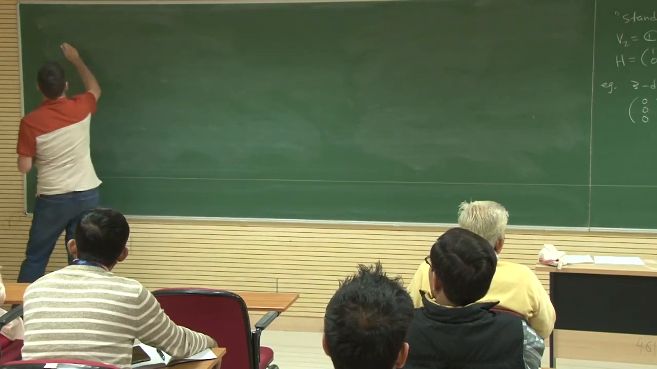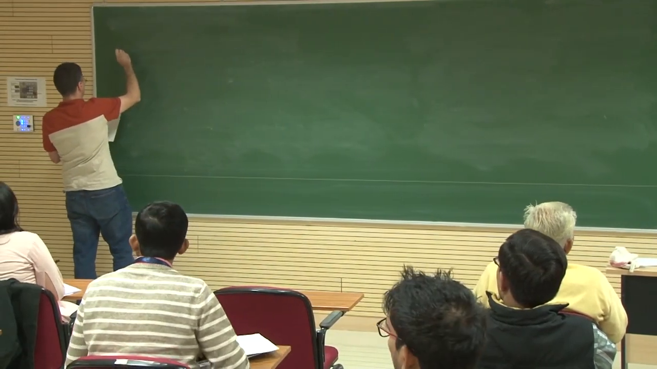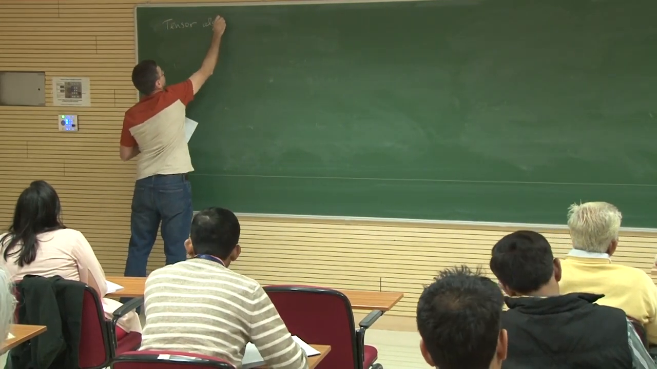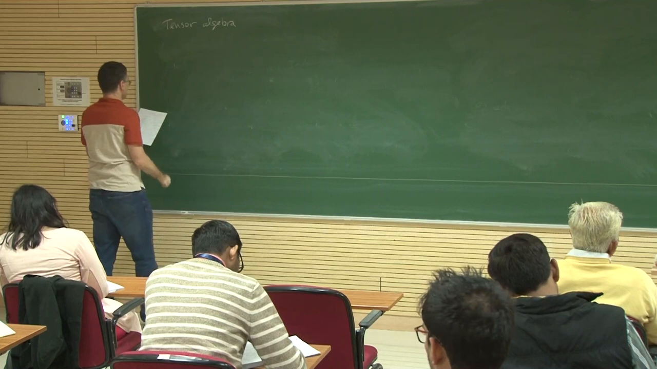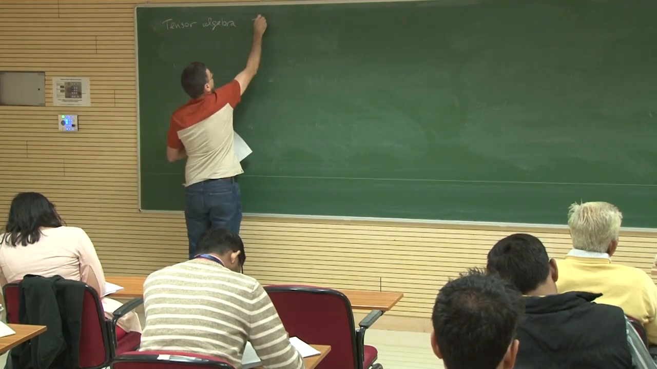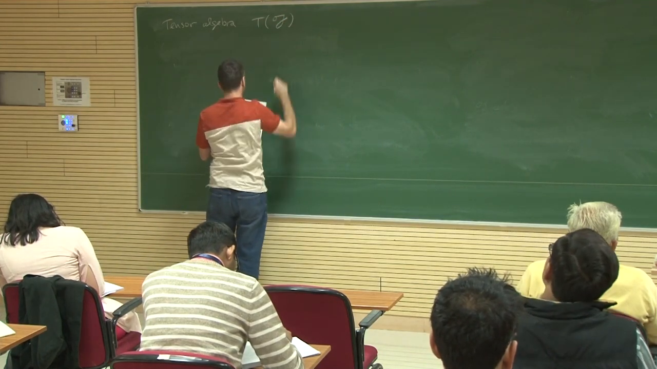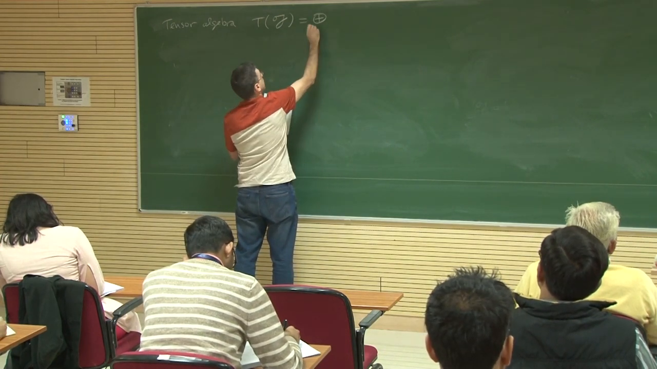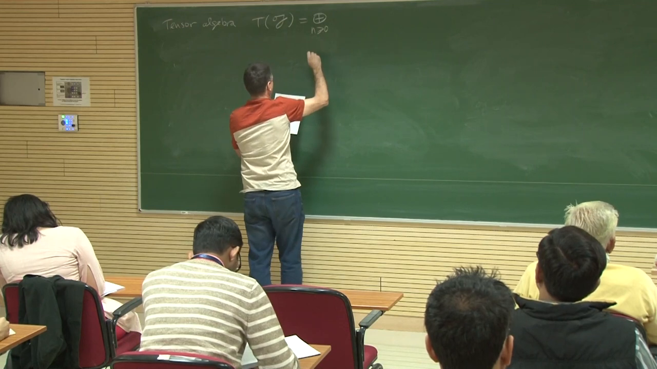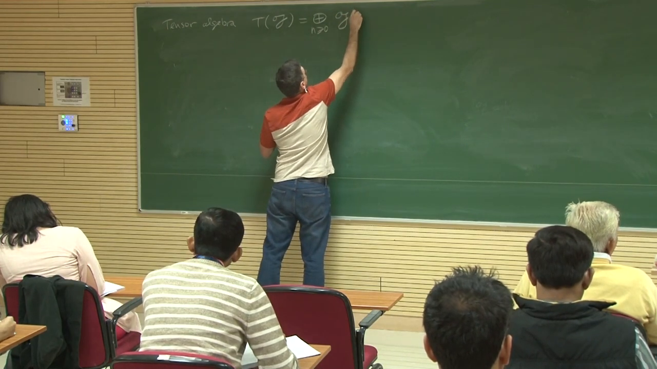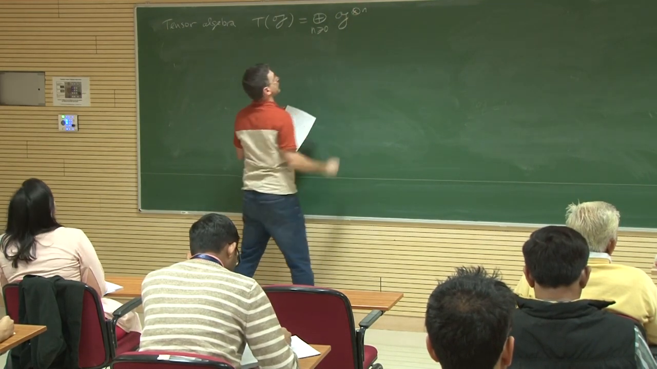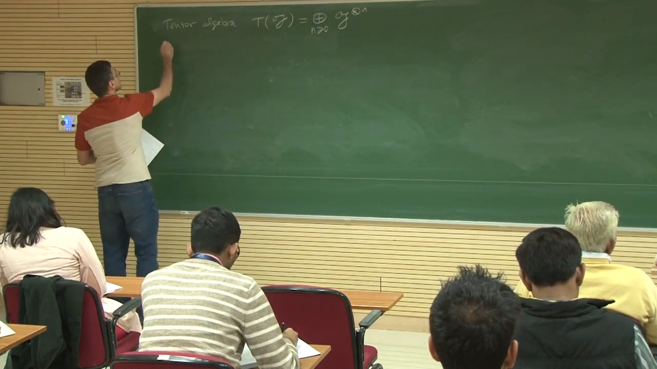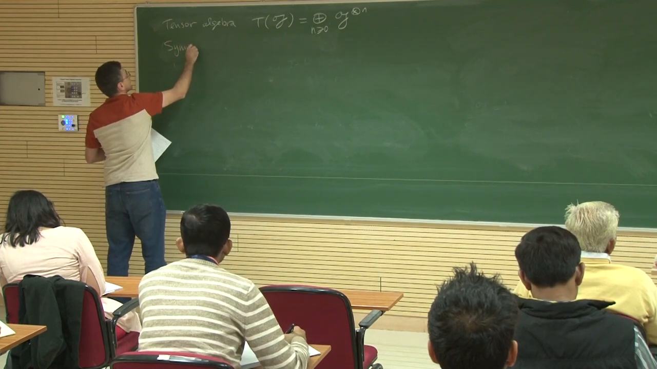So any Lie algebra gives rise to several different kinds of algebras. One is called the tensor algebra. The tensor algebra T of g is the direct sum, over n bigger than 0, of g with the n-fold tensor product. All right, so that's the tensor algebra. There's another algebra called the symmetric algebra.